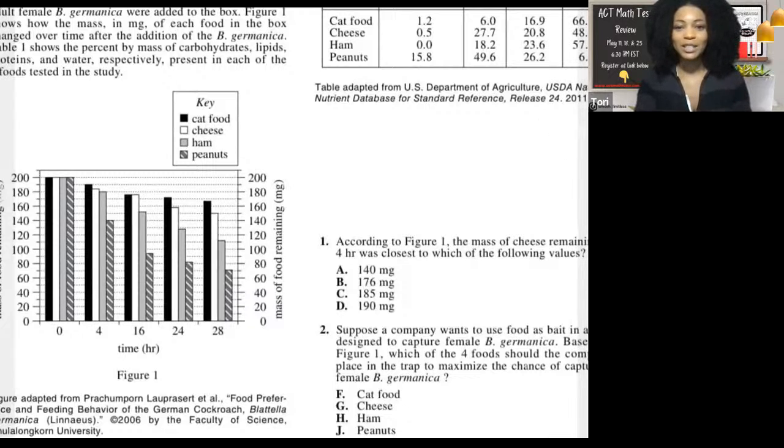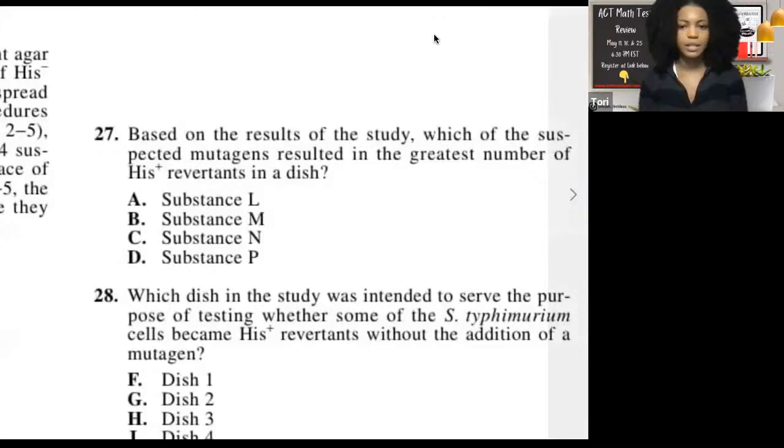So let's move on to question number 3. So our third question is actually number 27 from this officially released ACT science test, and it reads, based on the results of the study, which of these suspected mutagens resulted in the greatest number of, I'm going to say His plus revertants in a dish?